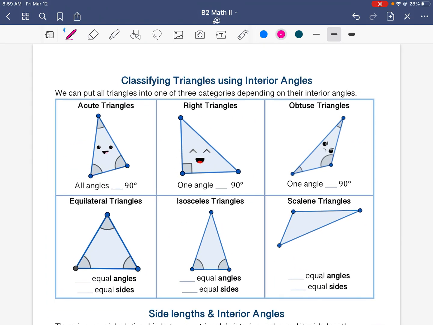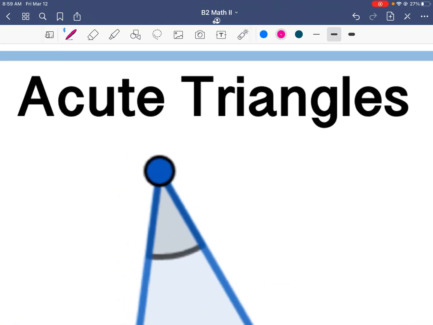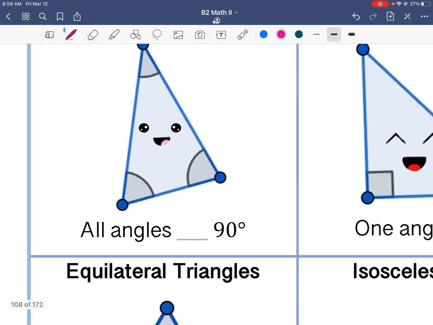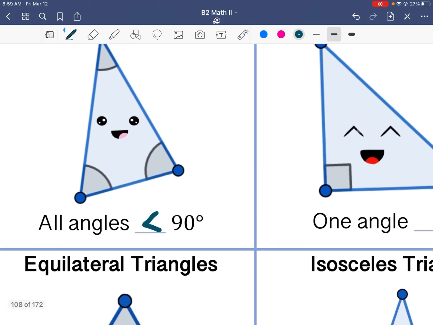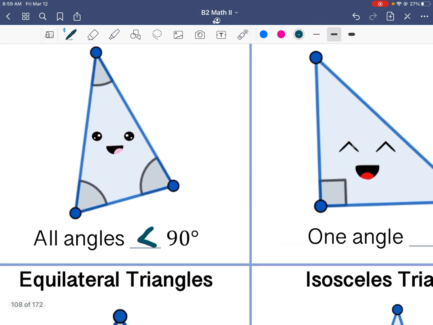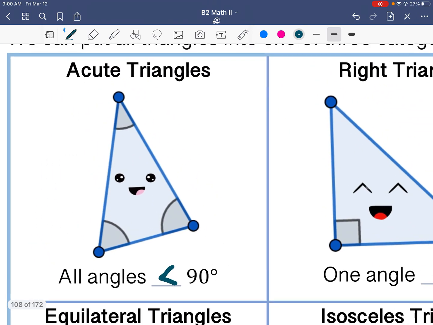Everyone please appreciate the faces that are on these triangles. They're very important. So we're going to classify triangles using interior angles. So we sort of have a system for naming triangles based on their interior angles. For this one, acute triangles, which is a very cute name, right? Acute triangles, all the angles are less than 90 degrees. None of the angles can be bigger than or equal to 90 degrees.